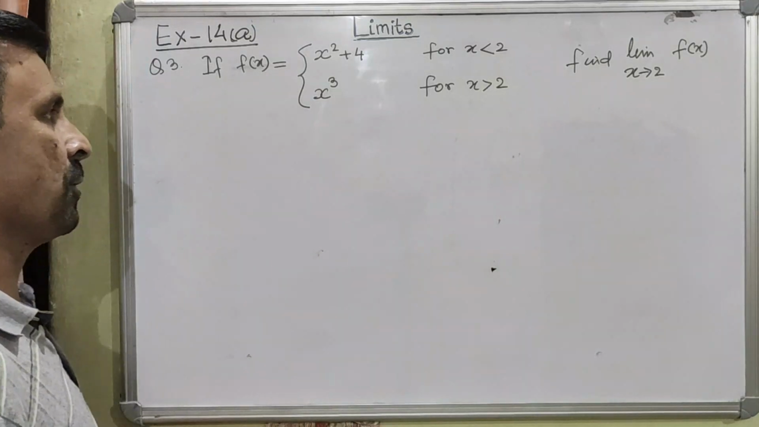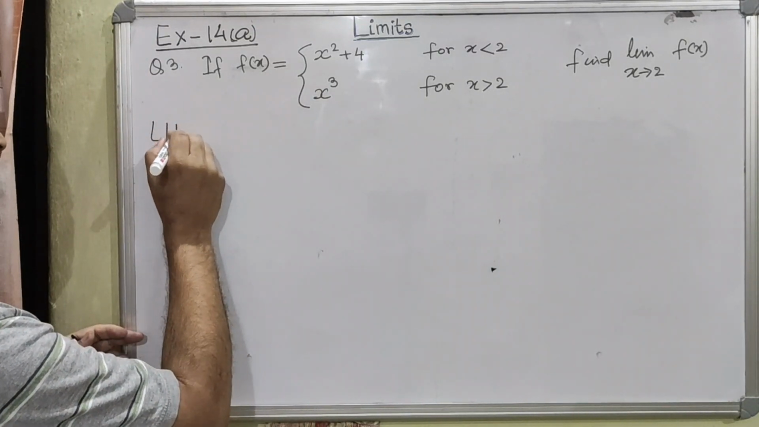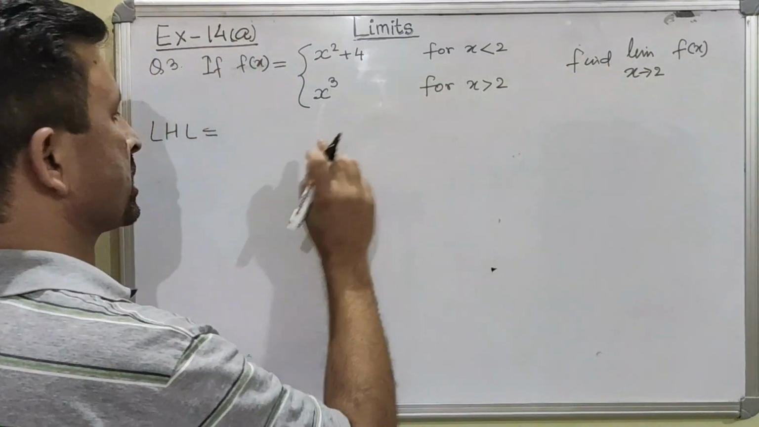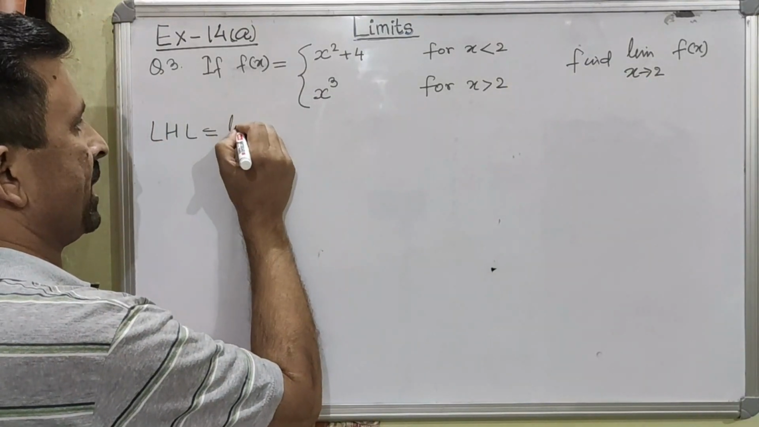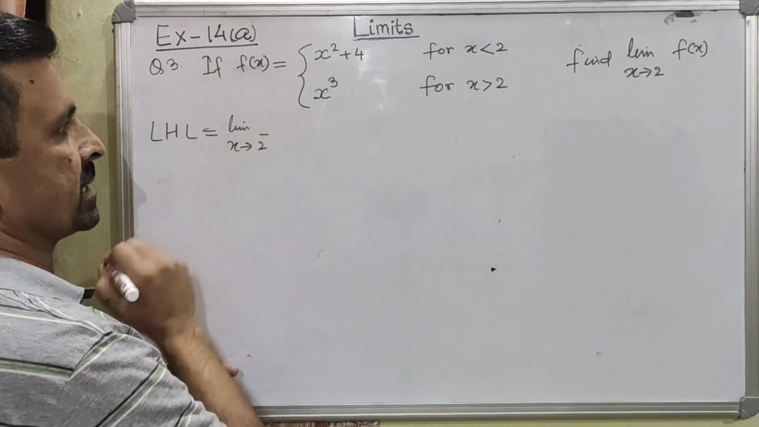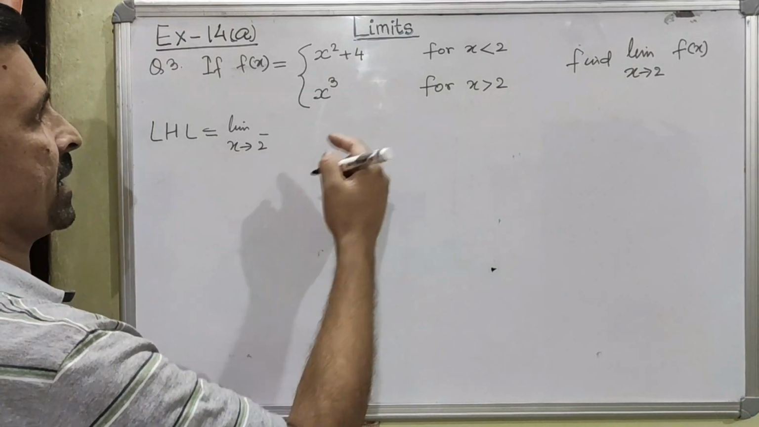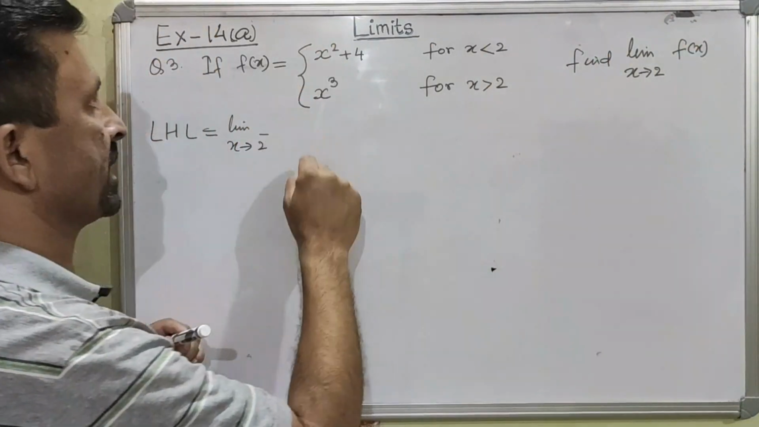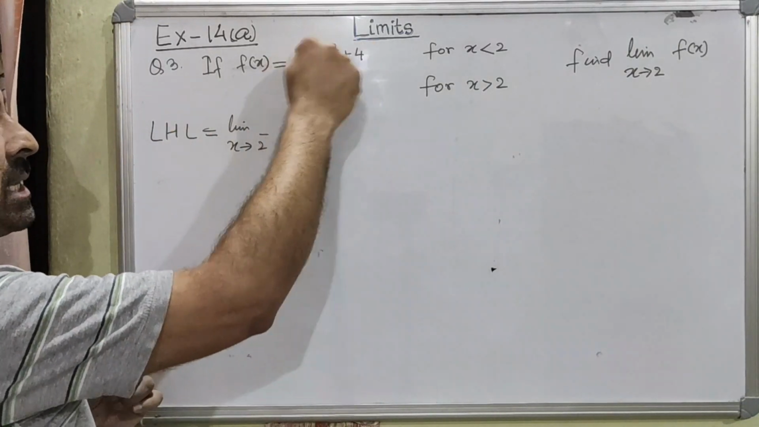First of all, we are going to calculate the left hand limit. Left hand limit is equal to, for this given function, since this is the left hand limit, we will write limit x tending to 2 minus, and then f(x). Now, when you say f(x), there are two f(x). Which one should I use? This f(x) or this f(x)?